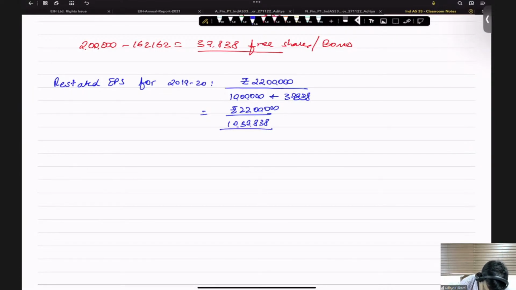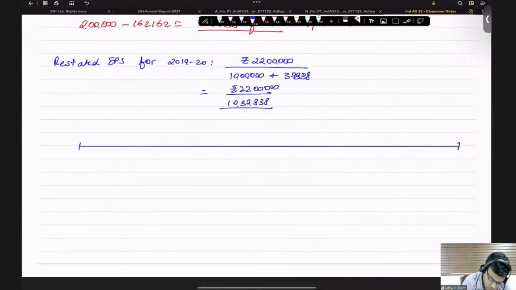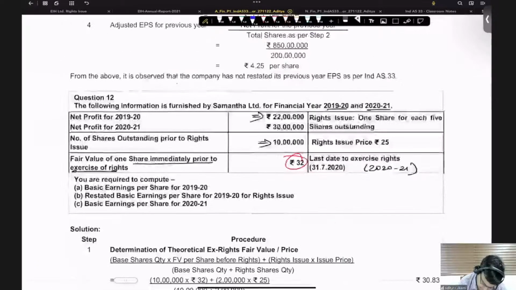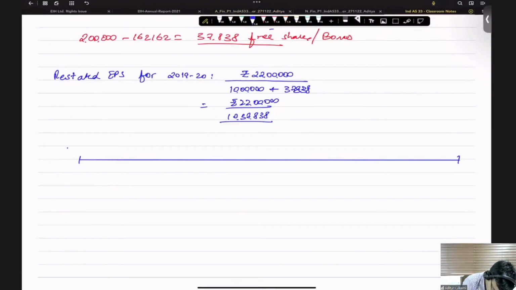Now let us take the timeline. We started off with the rights issue on which date? 31st July. Okay. So 1st April 2020, 31st July 2020. I'm coming to adjustment factor. Don't look at that right now. Abhi usko mat dekho. I will tell you how the things are going to flow. Then I will tell you what is the adjustment factor.